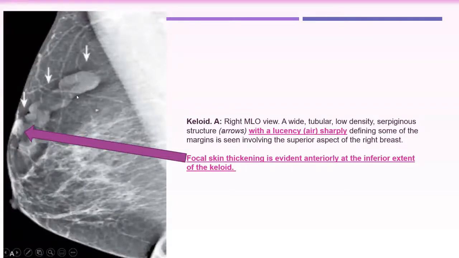The second case is keloid. And this is a typical keloid, surrounded by hair. So it signifies that skin or dermal lesions are benign. But at this point here, it demonstrates a focal area of skin thickening, which makes it a mimicker. Okay.